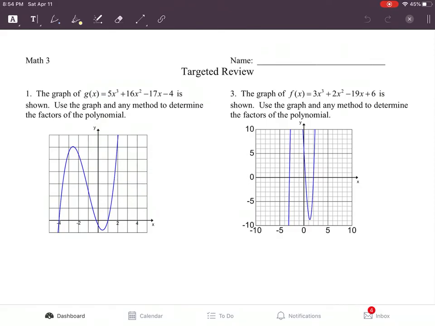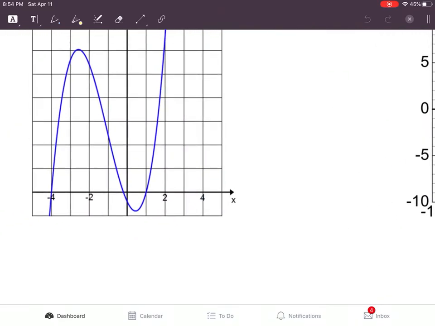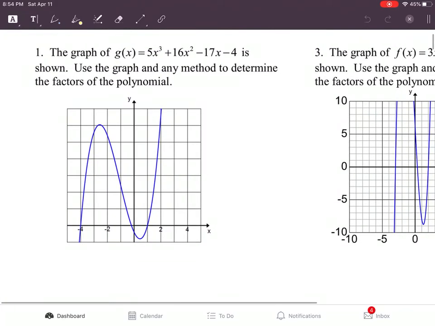So here we go. The first one is, if you're given a polynomial and the polynomial's graph, I want you to use some method to find all the factors of this graph. The nice thing about these problems is that you're given some of the factors already. Right here you can see that we're given the root of -4 and the root of +1. Now all we gotta do is find the other one based on where it is in the graph.